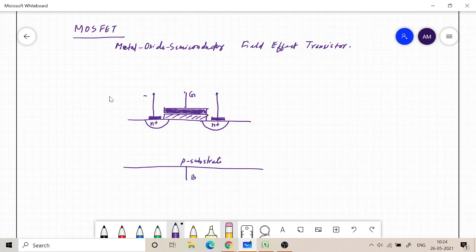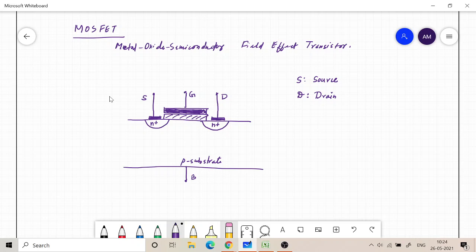So one of them is called S and the other is called D. So two new terminals have come up along with the previous existing terminals, gate and bulk. We have 2 additional terminals, and S is called the source and D is called the drain.